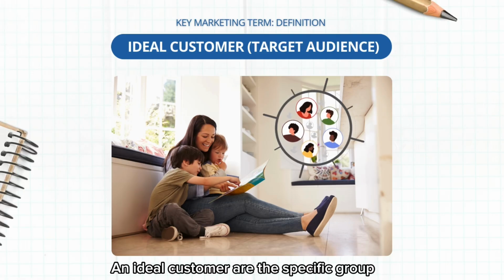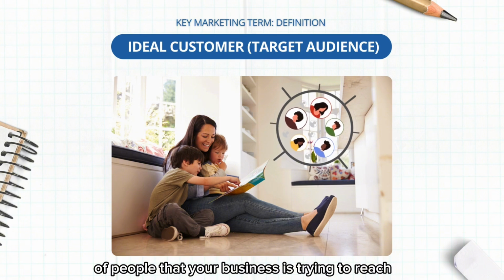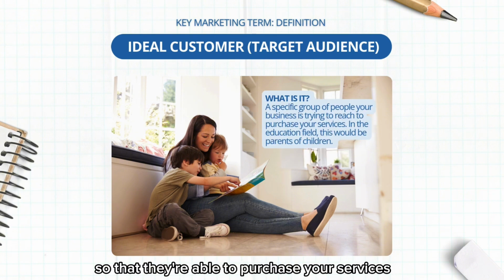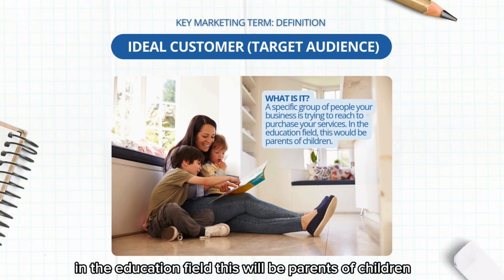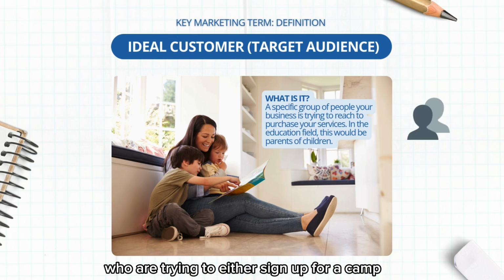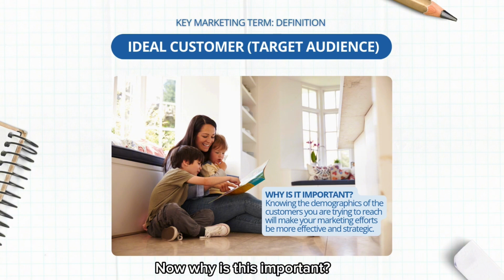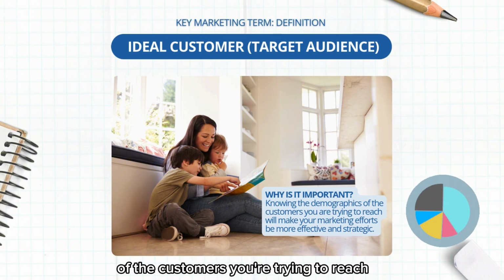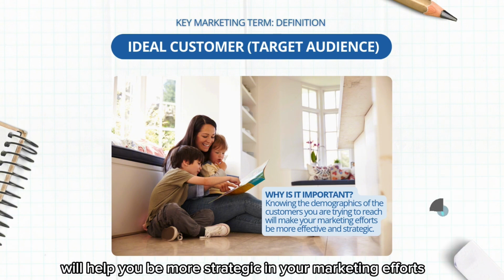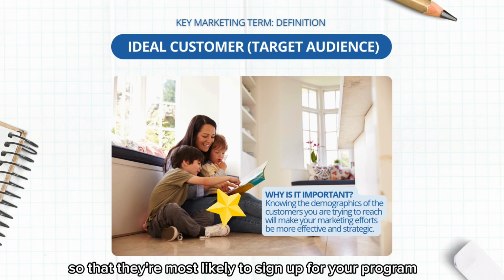An ideal customer is the specific group of people that your business is trying to reach so that they're able to purchase your services. In the education field, this would be parents of children who you're trying to either sign up for a camp or enroll in your preschool. Now, why is this important? Being able to know the demographics of the customers that you're trying to reach will help you be more strategic in your marketing efforts and be more effective so that they're most likely to sign up for your program.